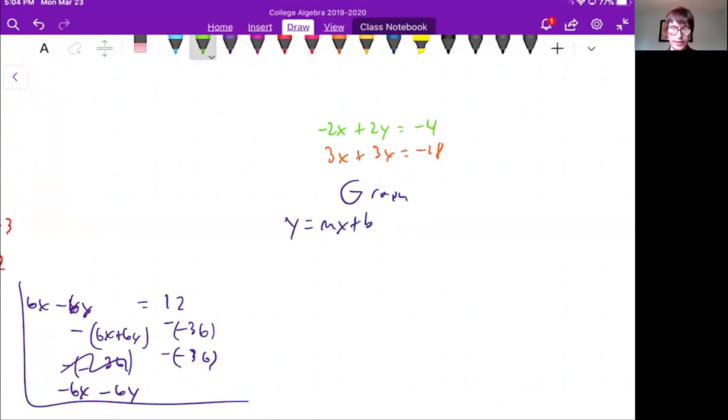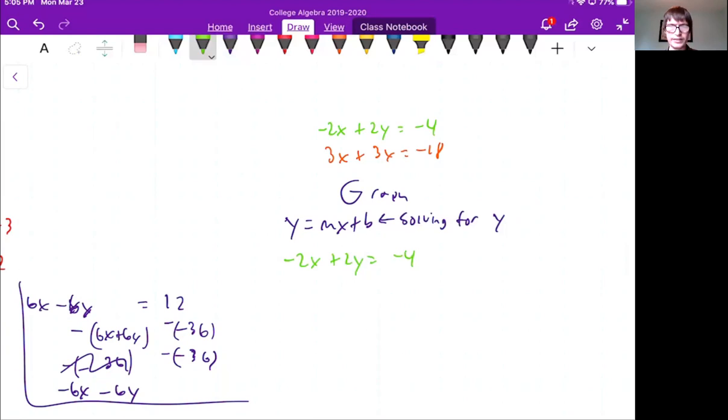So I'm going to turn both these equations into slope-intercept form so I can graph them well. So -2x plus 2y equals -4. Let's turn that into slope-intercept form. I want to get y all by itself. Another way of thinking of slope-intercept form is you're solving for y. That's essentially all slope-intercept form is. So we're going to solve for y.